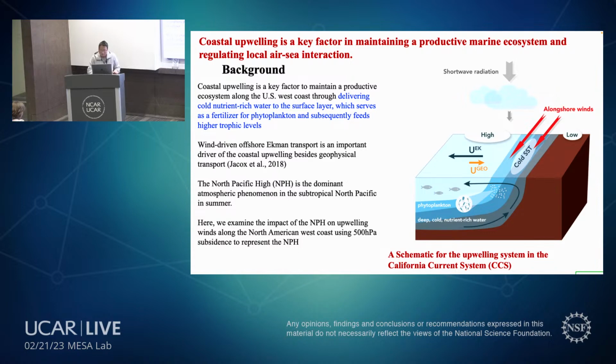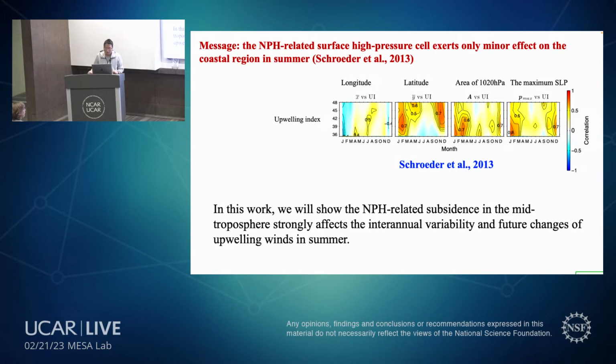This orange vector is geostrophic transport. It's also an important component of the coastal upwelling. But in this work, we will focus on the impact of the North Pacific high on upwelling winds only. Several studies already examined the impact of the North Pacific high, especially the surface high pressure cell, on coastal upwelling along the west coast.